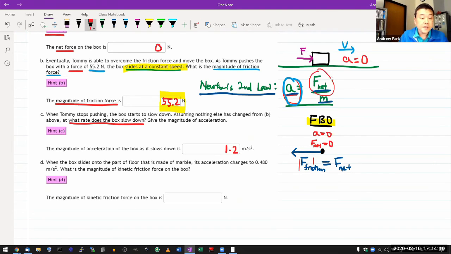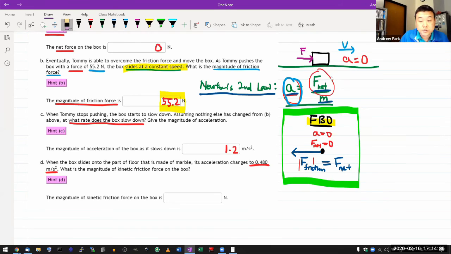All right. Finally, it says when the box slides onto a different floor, the acceleration changes to 0.48 meters per second squared. What is the magnitude of the kinetic friction force? I glanced at the free body diagram again to think through if anything should now change now that the box slid onto a different floor. In the grand scheme of things, not much. The magnitude of the friction force will change, but what still doesn't change is that the friction force is the only force on the box. So the acceleration, which is connected directly to the net force, is just the friction force.